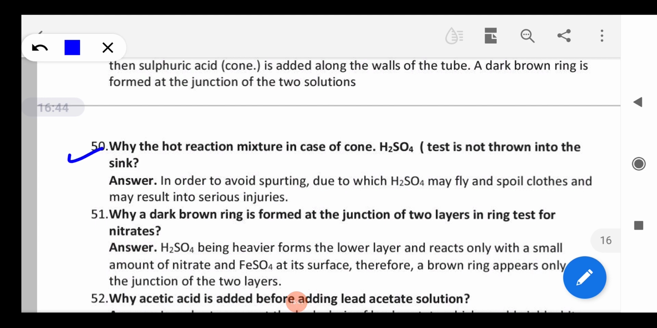Why hot reaction mixture? Why is the hot reaction mixture in case of concentrated H2SO4 not thrown directly into the sink?